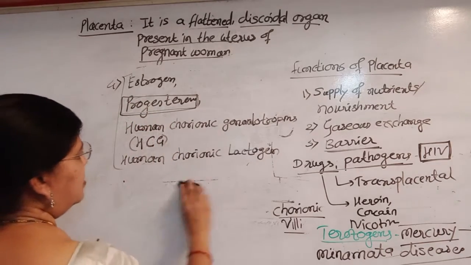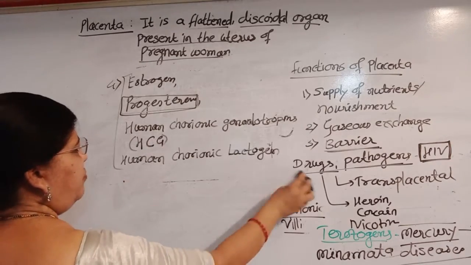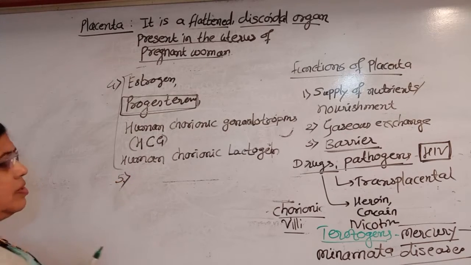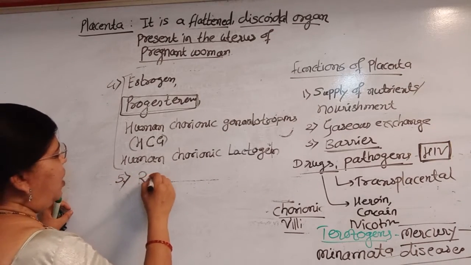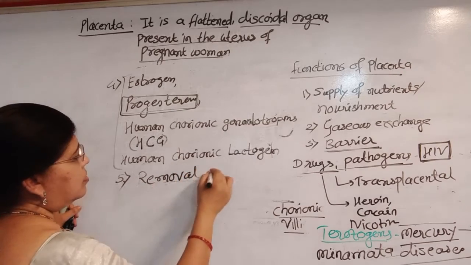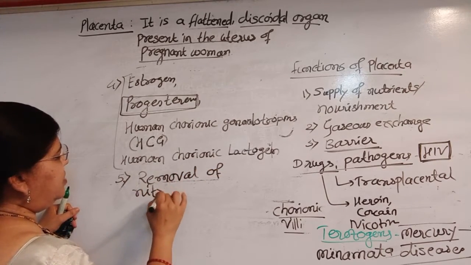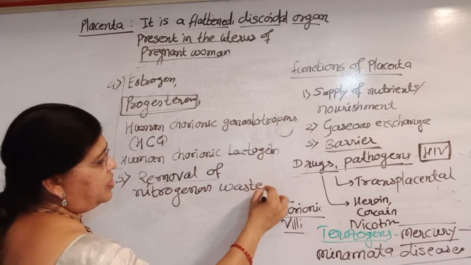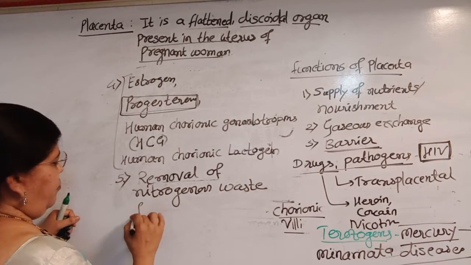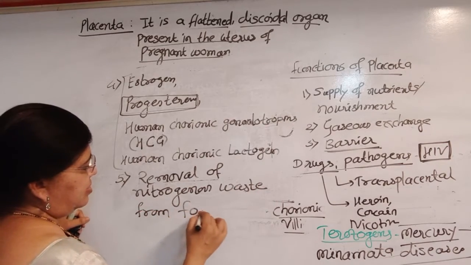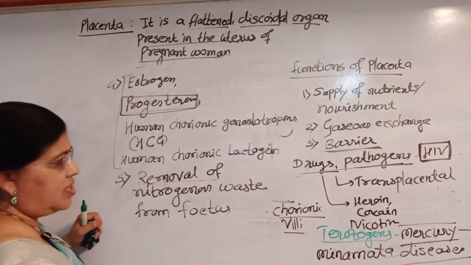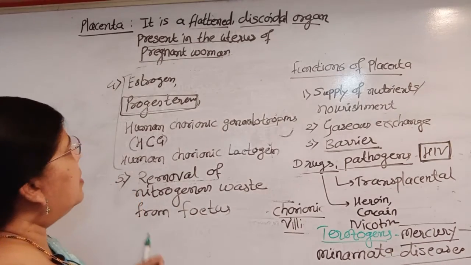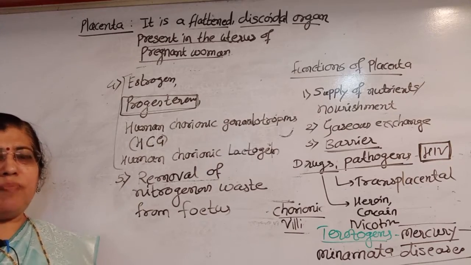Next function of placenta is that the placenta helps in removal of nitrogenous waste from the fetus. So in this way we have completed the structure of placenta and functions of placenta.